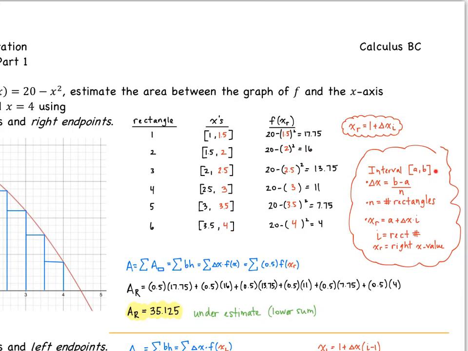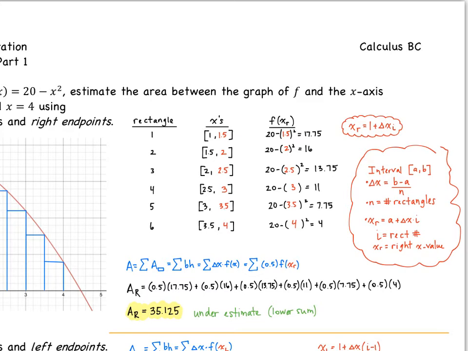So our interval in a nutshell, generally speaking, if we're on a to b, delta x is going to be b minus a, our interval, over n, where n is the number of rectangles. So here we had 4 minus 1, which is 3, over 6. Because we had 6 rectangles, our delta x was 0.5, which you can see is what our right endpoints are going up by. x sub r is the a value of our interval, plus delta x times i, where i is the rectangle number, and x sub r is the right x value of that endpoint.